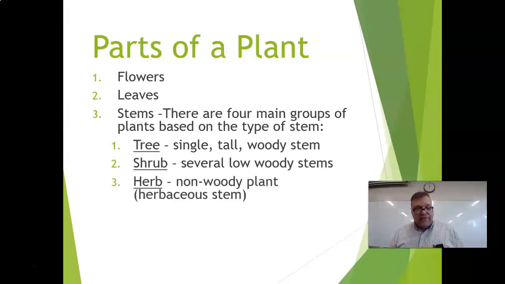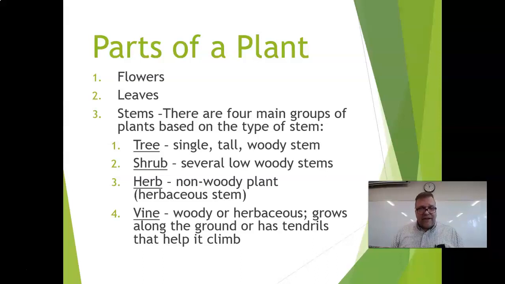An herb has a non-woody stem, sometimes called an herbaceous stem. In other words, think of a flower. A flower has a stem, like a rose, but notice that the stem is not super strong. It's not made out of wood. You can easily bend or break it with a little bit of effort. And finally, a vine. It can be woody or herbaceous. It grows along the ground or has tendrils that help it to climb. So the 4 main groups of plants are either tree, shrub, herb, or vine.